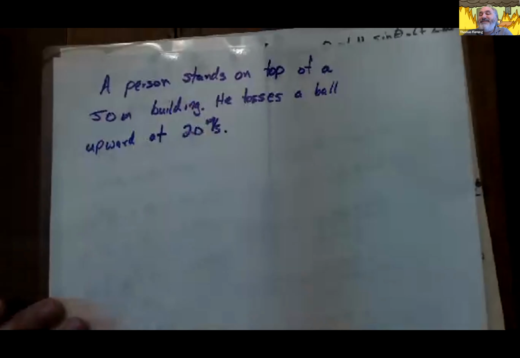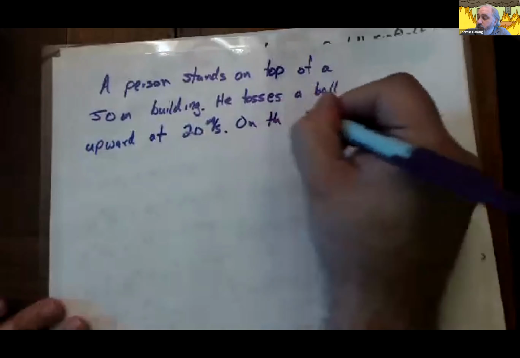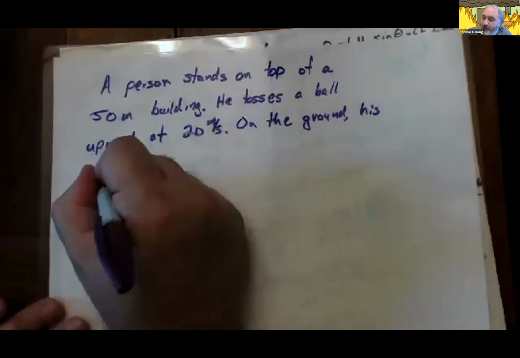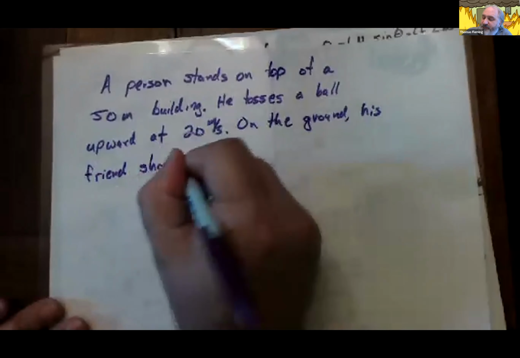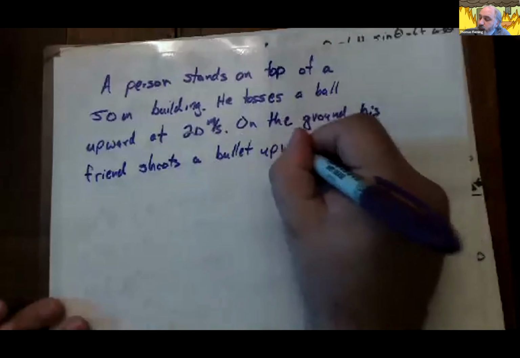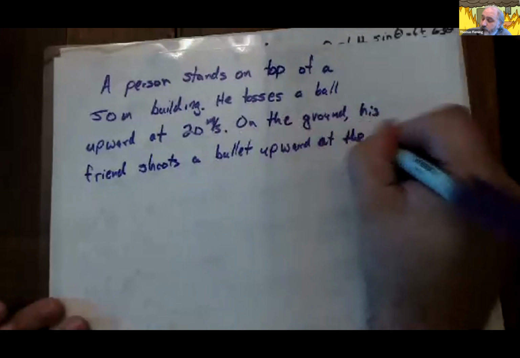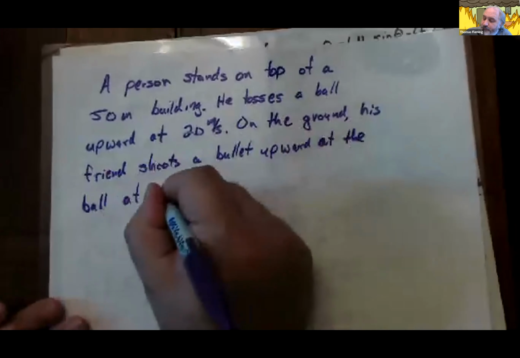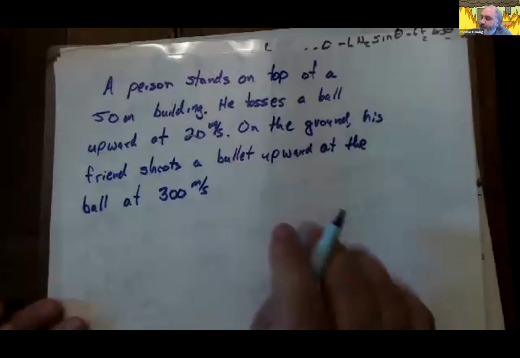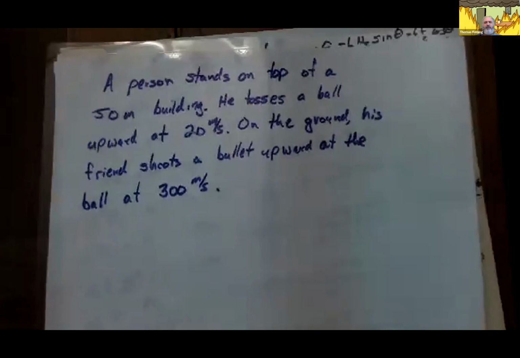Meanwhile, back down on the ground, his friend has a gun and he shoots a bullet upward at the ball at 300 meters per second, which is roughly the speed of a bullet. It's a slow bullet. So basically, it's like the guy is doing skeet shooting. One guy throws the target up into the air, and the other guy is down on the ground, way, way below, shooting straight up into the air. And what I want to know is, how high is the object when it gets shot?